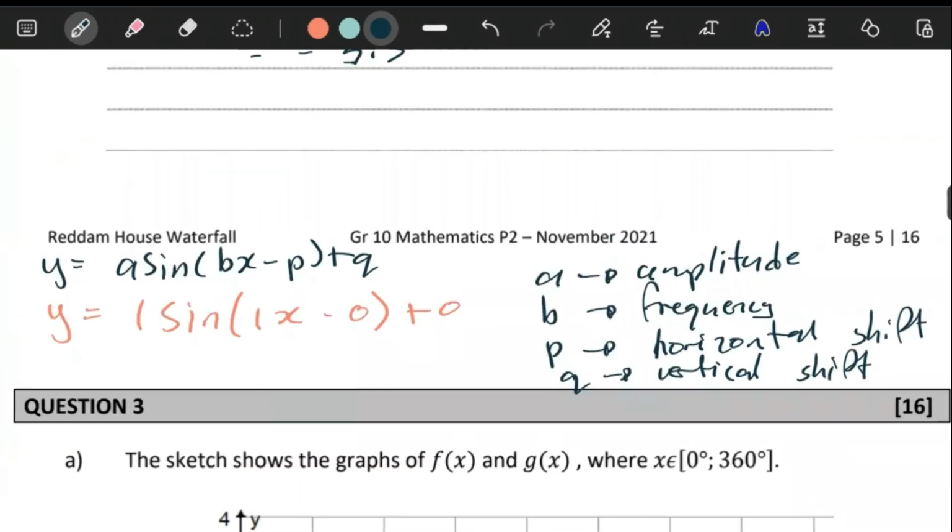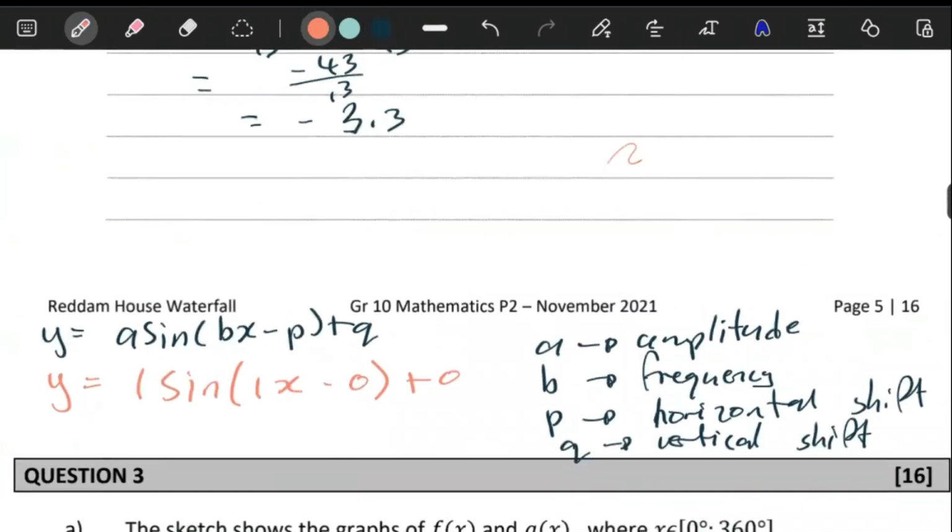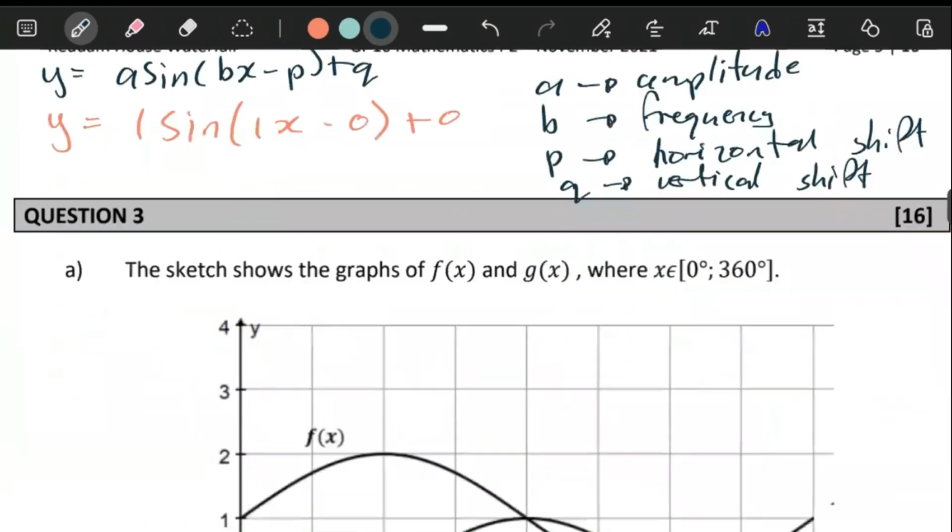So a standard sine graph would look something like this, where the amplitude is 1 and the frequency is 1, meaning between 0 and 360 you see one graph. That's what frequency is. P is the horizontal shift, meaning your graph would not be moved to the left or to the right. Q is the vertical shift, so your graph would not be moved up or down.